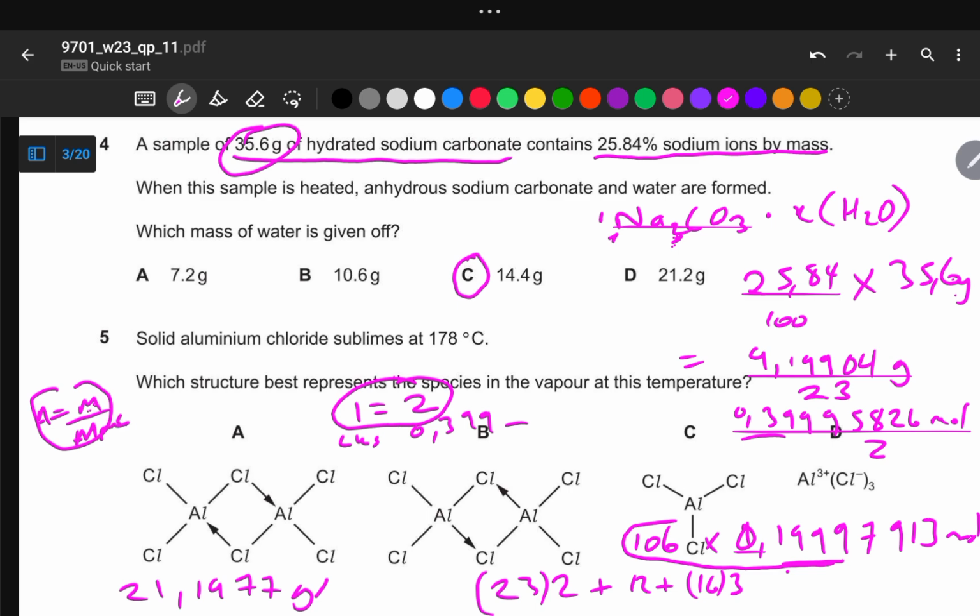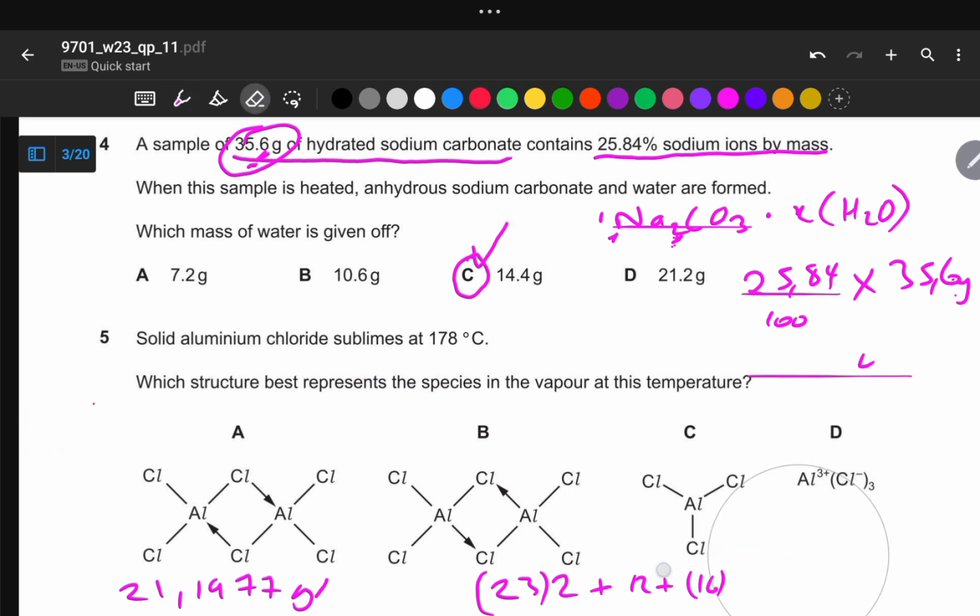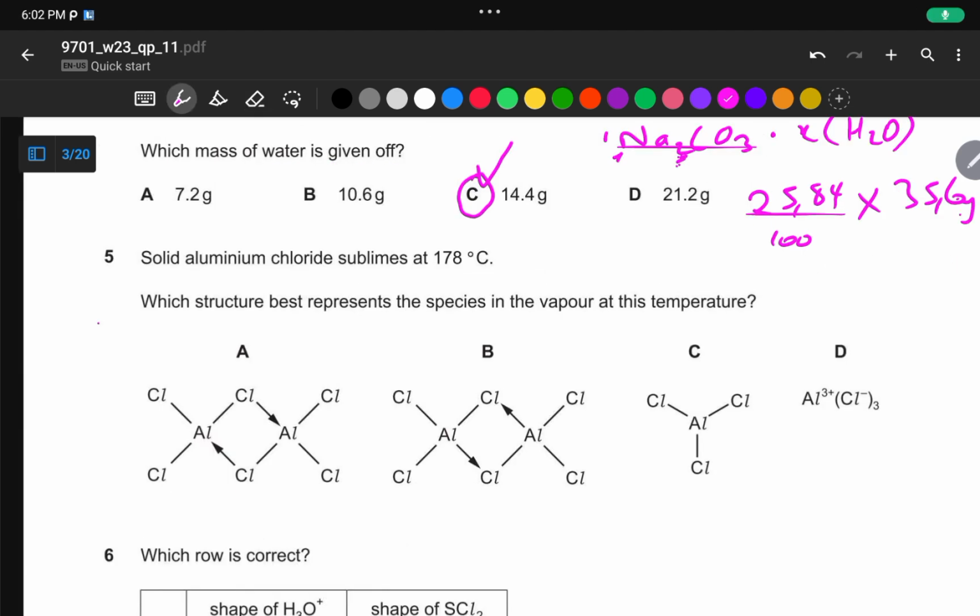Mass is equal to number of moles multiplied by Mr, and then we subtract the mass of sodium carbonate from the mass of the hydrated sample, right? So our answer is C. And then we are now moving on to number 5. Number 5 says solid aluminium chloride sublimes at 178 degrees Celsius. Which structure best represents the species in the vapor at this temperature?